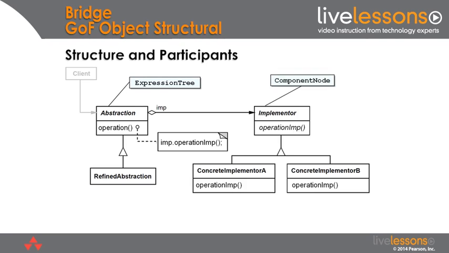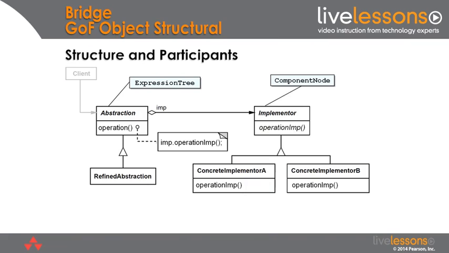We then have an implementer hierarchy, and of course there's a root base class of the implementer hierarchy, which is going to be forwarded from all the calls the client makes on operations on the abstraction. So when an operation is called on the abstraction, that turns around and forwards through a pointer to the appropriate implementation subclass. In our case, the implementation root base class is component node.